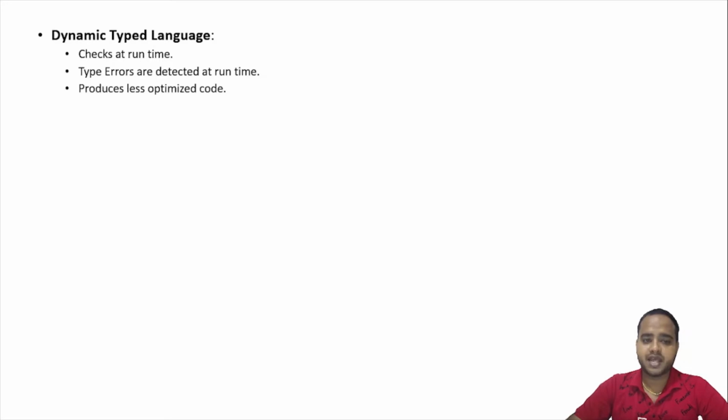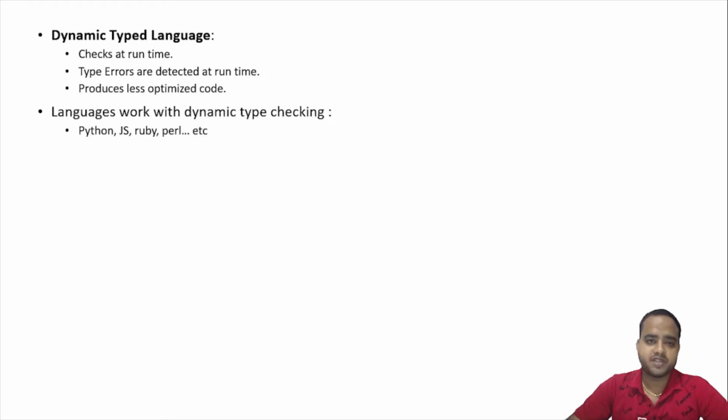Now the dynamic type languages. Dynamic type languages are the languages where the type errors get caught at runtime. These types of languages do not check the type error at compilation time. Hence, they produce less optimized code also. The languages which work with dynamic type checking are Python, JavaScript, Ruby, PHP, Perl, Lua, etc.